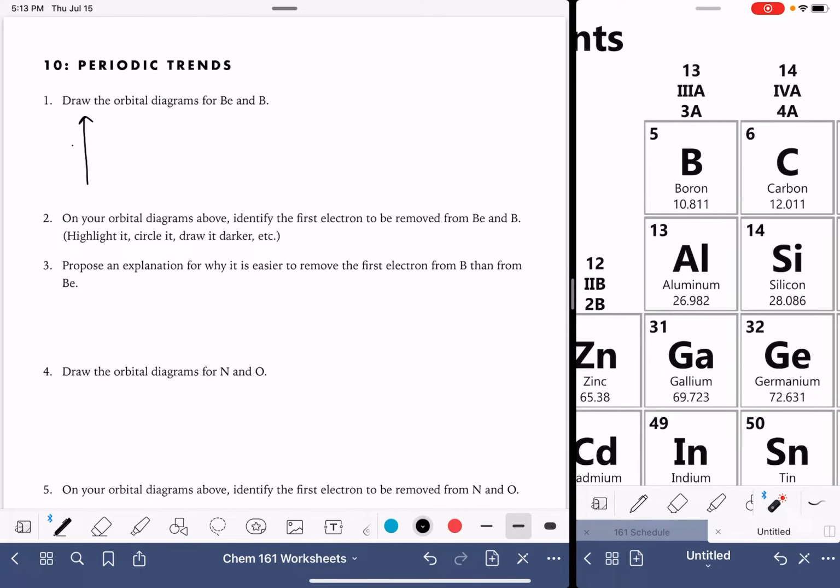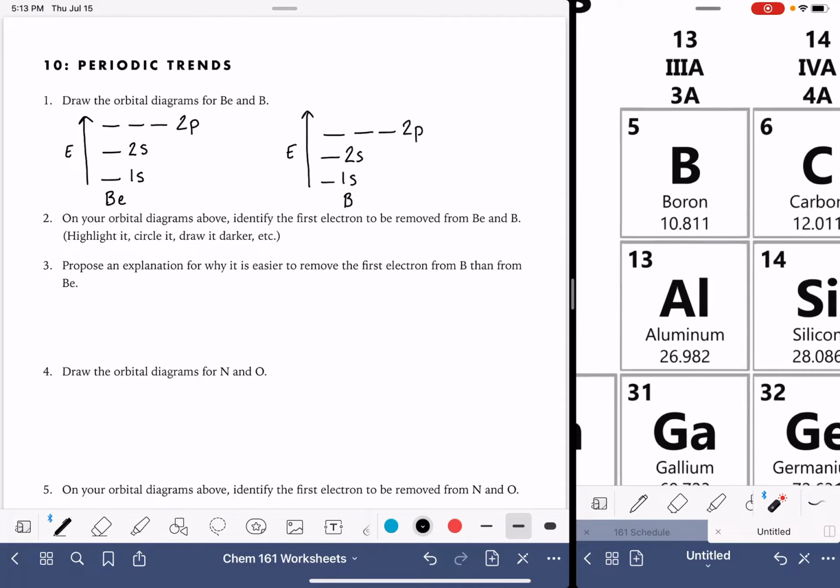So right here, I think I'm going to draw the beryllium orbital diagram, and then I'm going to draw the boron diagram over here, and I want to start with the 1s orbital, and after that is the 2s orbital, and then I'm also going to draw in the 2p orbitals. I'm not sure exactly how many orbitals we will need, but this is definitely going to be enough.